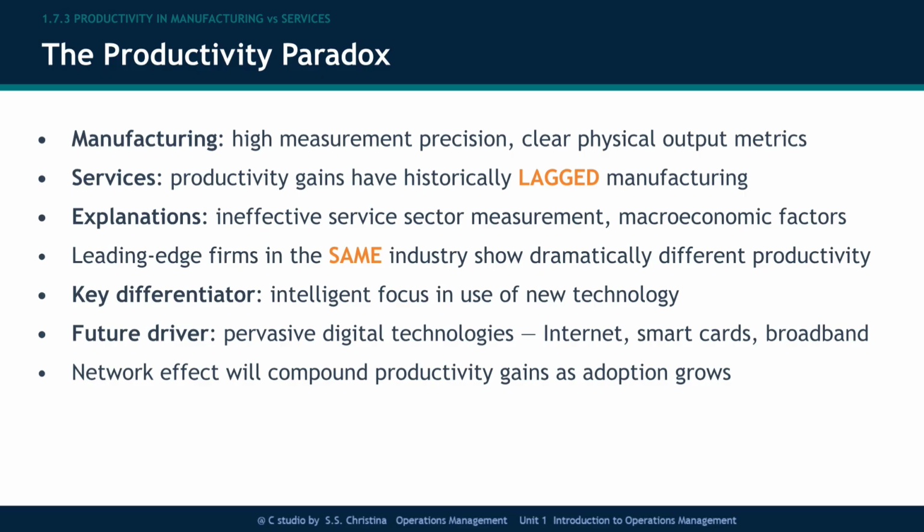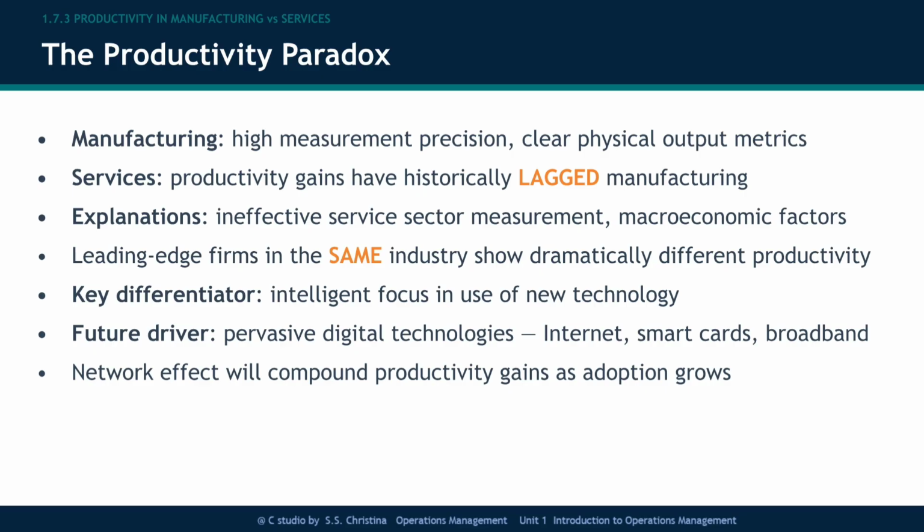But here's what's really interesting from an operations management perspective. Within the same industry, using the same technology, paying the same wages, some companies achieved dramatic productivity improvements, while others saw none. The difference was not the technology. The difference was whether the technology was used with intelligent focus, whether managers actually redesigned their processes around the technology's capabilities, rather than just automating existing inefficient processes.